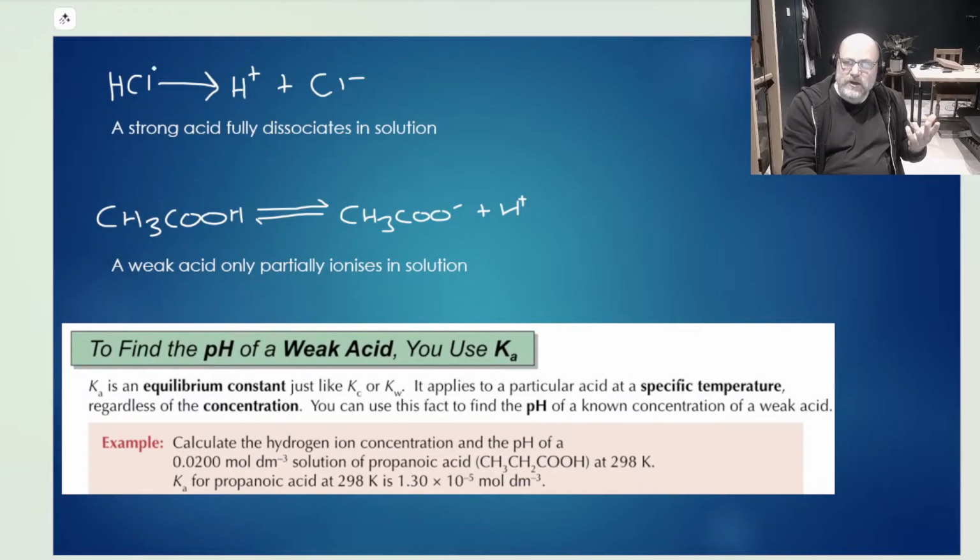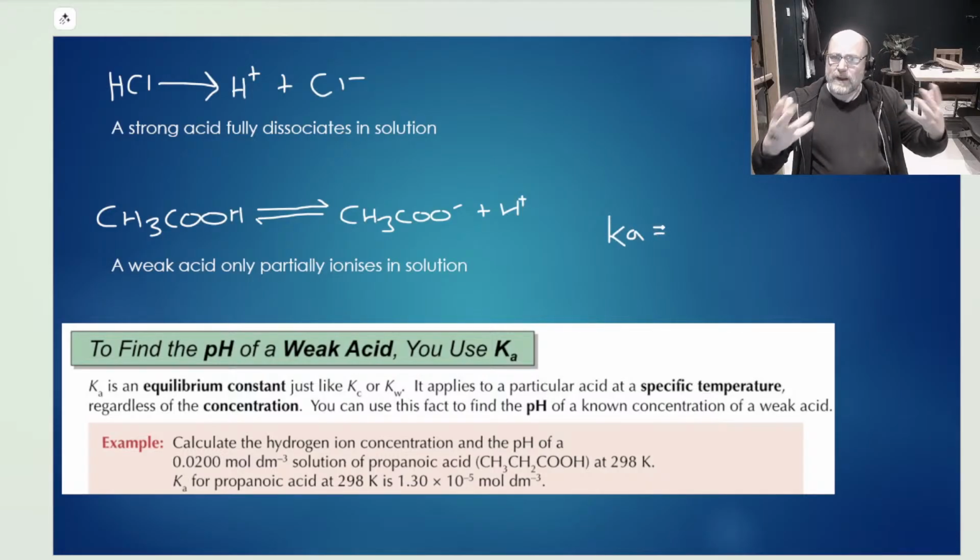We know the concentration, if this is 0.1 moles, then this is also 0.1. So it's dead easy. If we know the concentration of the acid, we can work out that. So strong acids are dead easy. It's not the same for weak acids. So we have to use this formula, which I'm just going to go through with you.